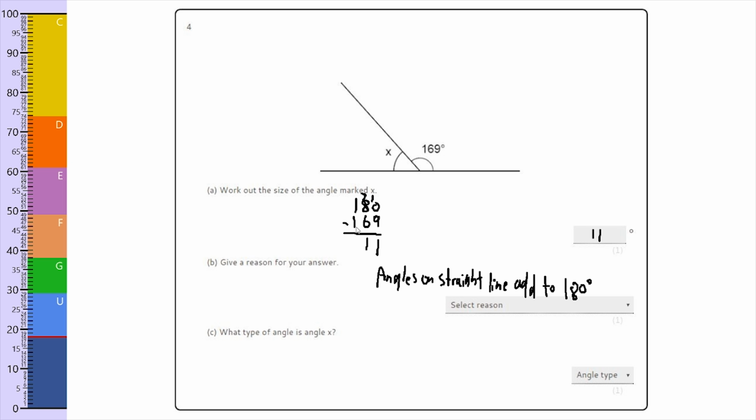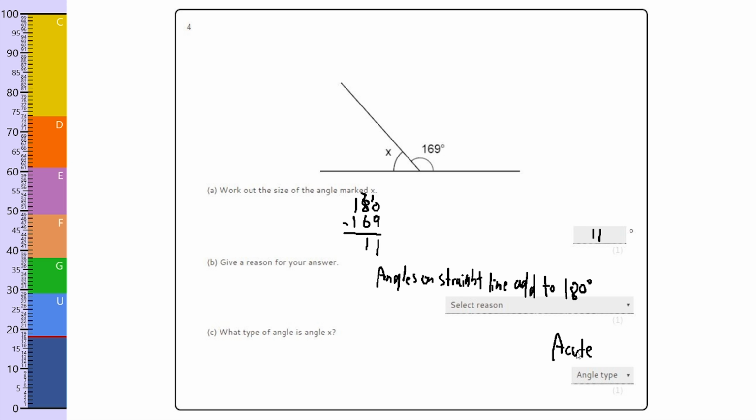They're looking for this. Okay, it says what type of angle is angle X? And from the selection there, it's either going to be acute, right angle, reflex, or obtuse. It's less than 90 degrees, so my answer is acute.